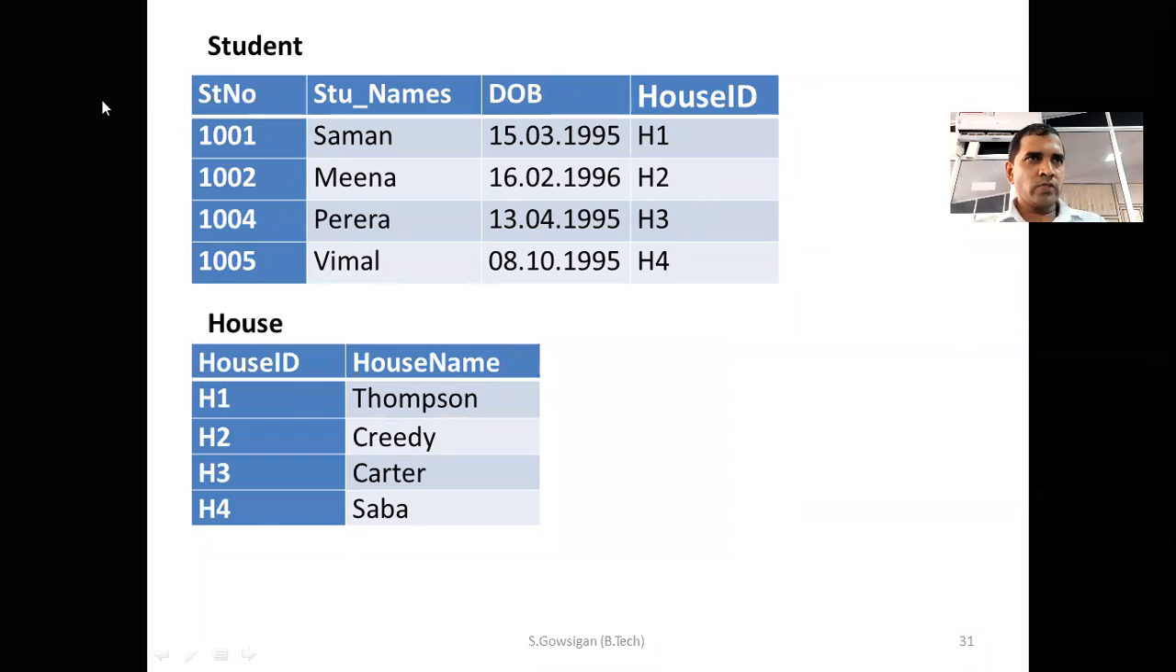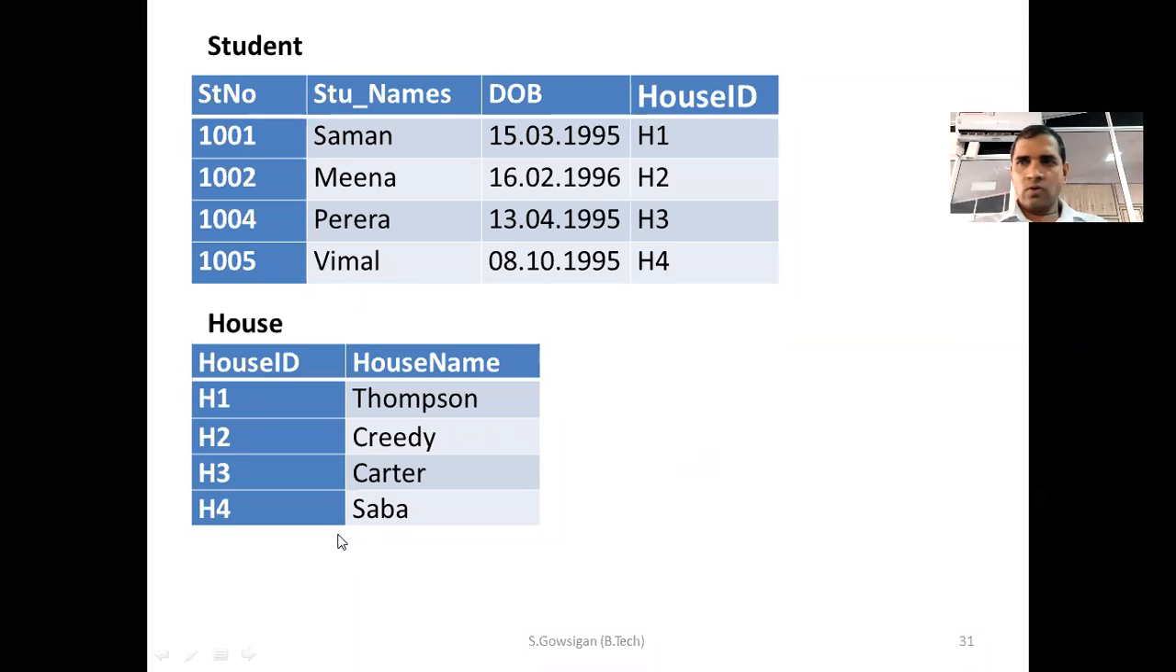Right, so here, assume these two tables are maintained by a school. The first table has students' data. The second table has the students' house. You know, you participate in sports meets, right? So in a sports meet, there are students who belong to different houses. House-related things are given in the second table. In the first table, students' details are given.